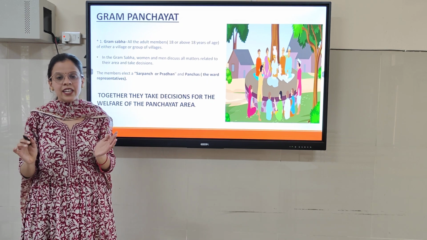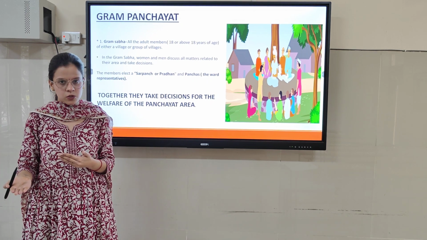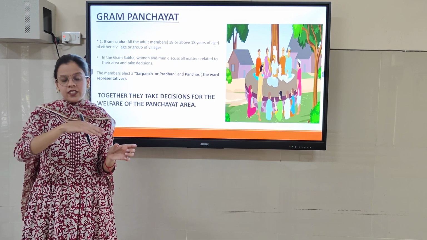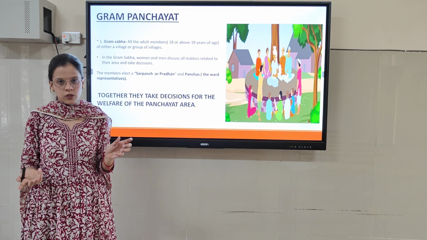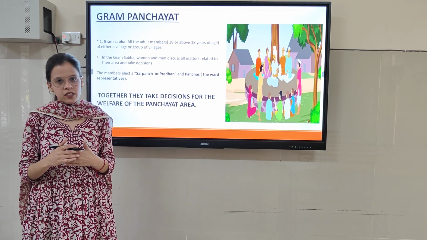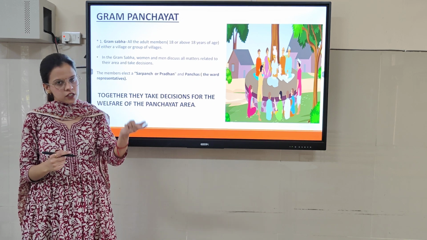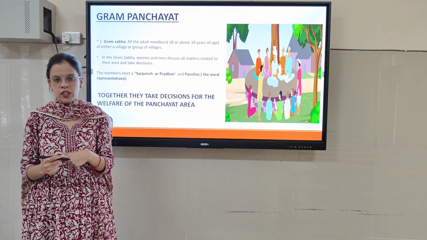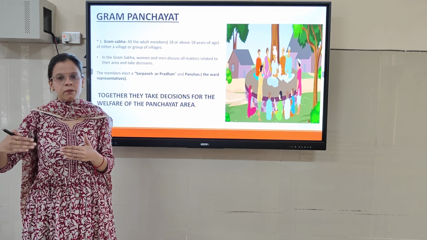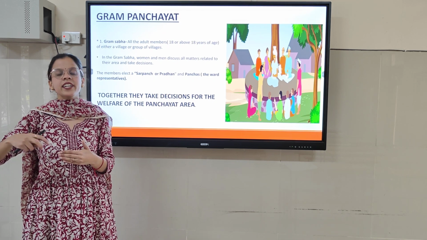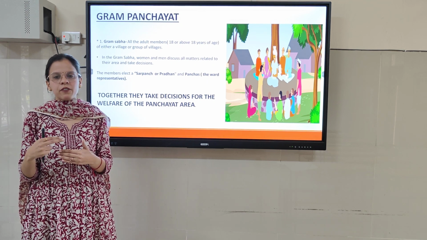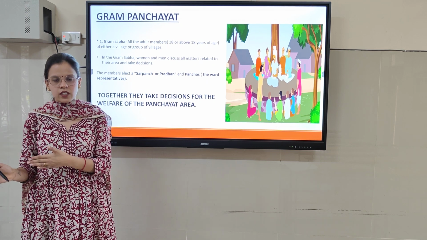Now this Gram Sabha can include more than one village also. Now you must be confused that it can include one village and at the same time it can include many villages also. Why? Because our country is very diverse. We have many large villages and many small villages also. So the government thought that if we have a separate Gram Panchayat or Gram Sabha for individual villages, then for certain villages which are very small, you don't have to have a separate government.